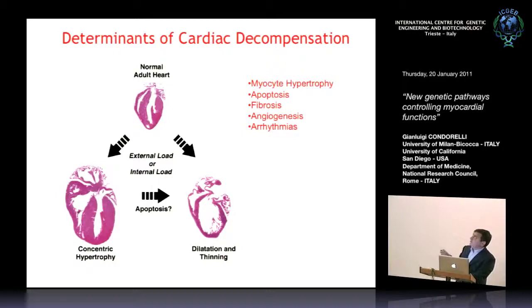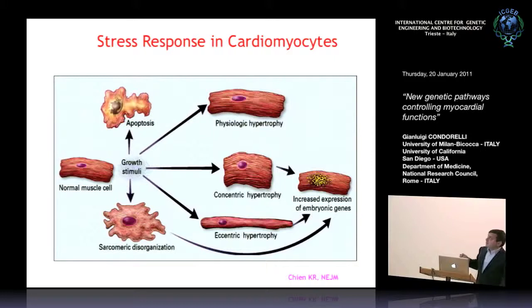And the biological phenomena that underlie this process are for sure myocyte hypertrophy and apoptosis, but there is also a significant role played by fibrosis. For example, after myocardial infarction or in untreated hypertension, there is a remodeling of the heart, and this fibrosis process is very important. And there is angiogenesis, and arrhythmias usually accompany all these processes. So the heart becomes arrhythmic when there is this switch from hypertrophy to heart failure, because of gene expression changes and other molecular mechanisms that involve the molecules that regulate the electrophysiological potential.